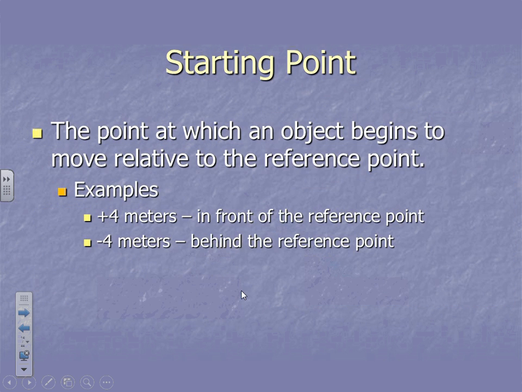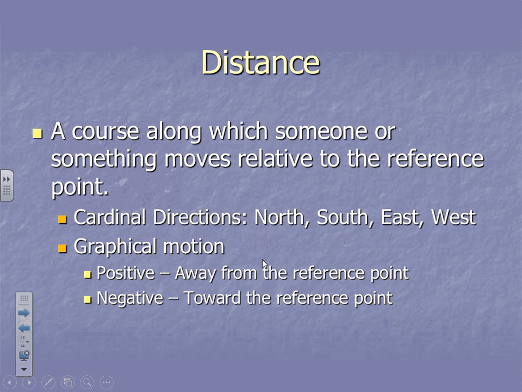So the thing we have to also talk about is the starting point, and this is the point at which an object begins to move relative to the reference point. So this is where your object is starting. Examples of that would be positive 4 meters, which is talking about in front of the reference point, or negative 4 meters, which is talking about behind the reference point. Other things that we need to discuss, of course, are distance, along which someone or something moves relative to that reference point.